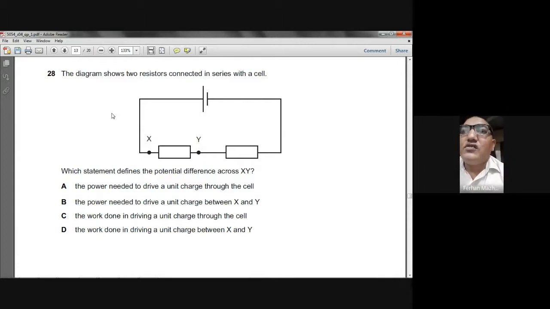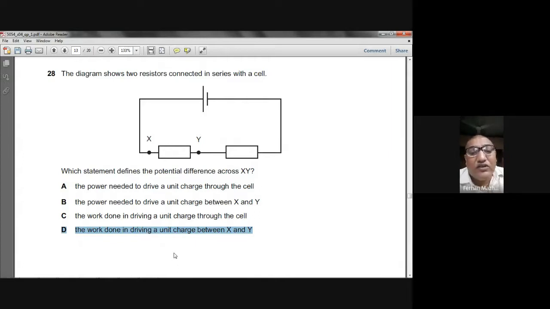In other words, you can say the work done in driving a unit charge between X and Y. That's the definition of the potential difference across the XY. So I think D is the best option. It's not about the power. It is about the work done in driving the unit charge through a component, and when unit charge flows through that component, that is known as the potential difference across that component.